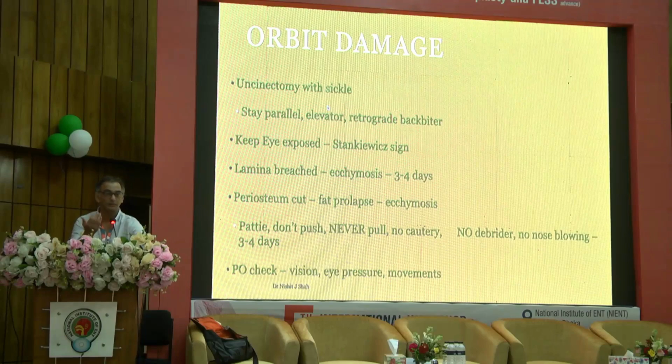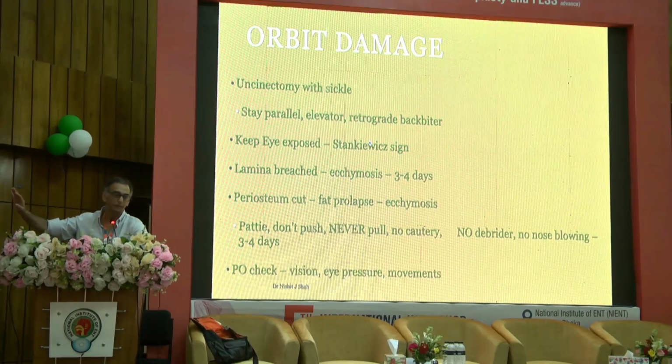What do you do with fat exposure? Put your debrider away first of all. Let's not get more fat out. Don't try and suck the fat or clear the fat or cut the fat. Just put a small piece of Surgicel over it and continue.